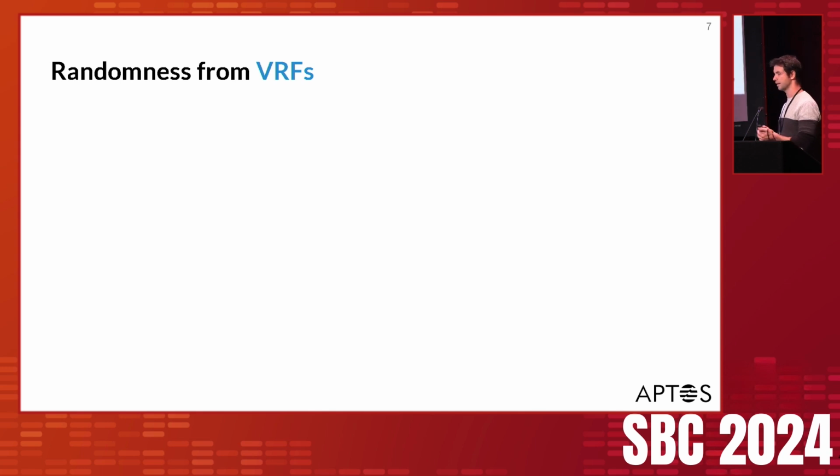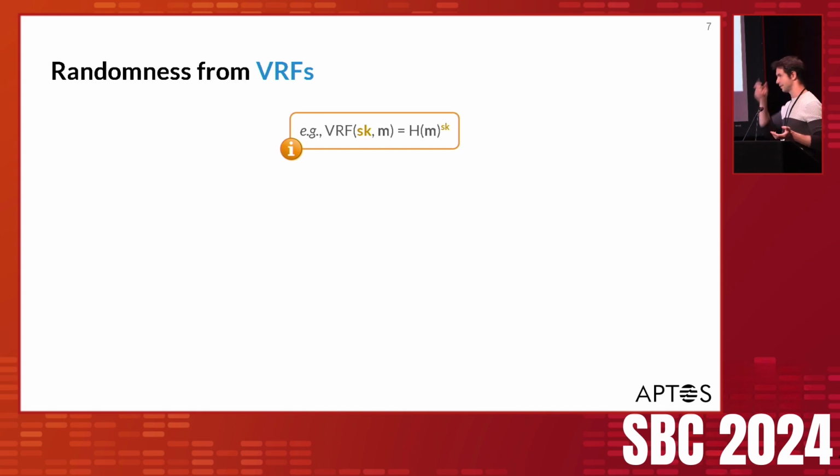Great. So let's begin by talking about randomness. How do you get randomness from VRFs? Well, first of all, what is a VRF? I'm not going to describe it in detail. I'm just going to give you an example. A BLS signature over a message defines a verifiable random function, or a VRF.